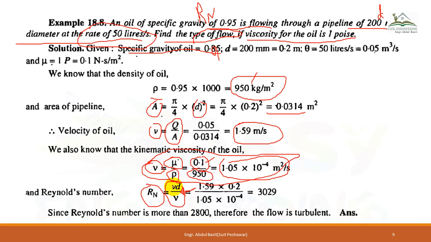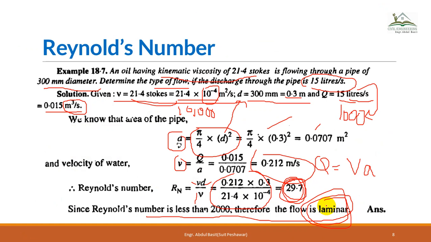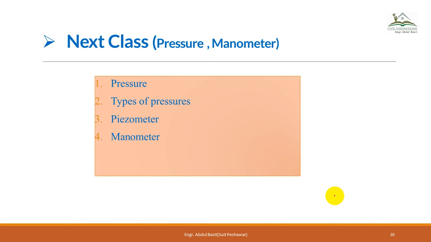Putting in the values: this is the velocity, this is the kinematic viscosity, all the things are given, put them over here. So this is now 3029. This is the Reynold number. As this is greater than 2800, the type of flow is turbulent flow. So from the two examples we can see that whenever the Reynold number from the given equation is greater than 2800, it will be a turbulent flow. If it is less than 2000, then it will be a laminar flow. That's all about this lecture.